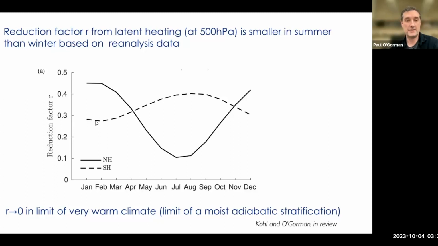So that means it's lower in summer. So in general, summer is hotter, more water vapor, more latent heating. So we expect OR to be lower, and that makes sense. If you go to a very warm climate in mid latitudes, you actually approach the limit of a moist adiabatic stratification, which is the OR tends to 0 limit. So the OR tends to 0 limit is quite interesting, both for summer in the current climate and also for thinking about climate change to a warmer climate.